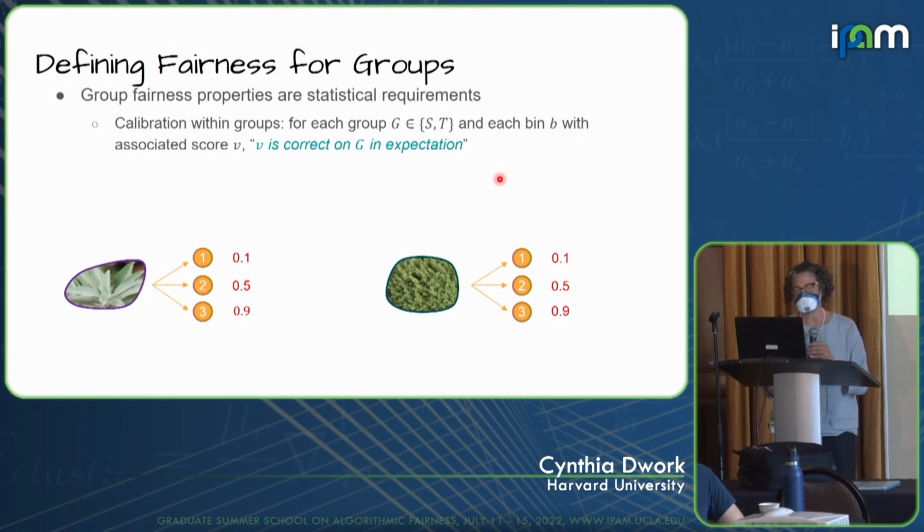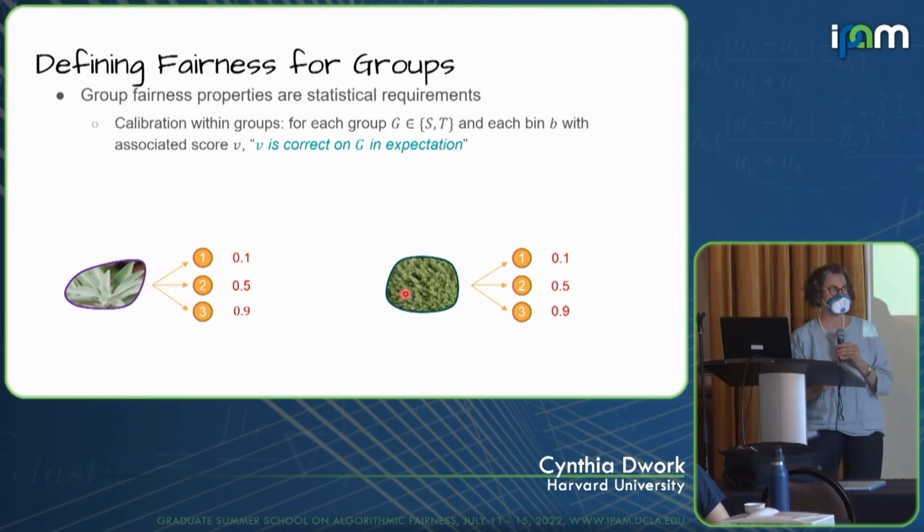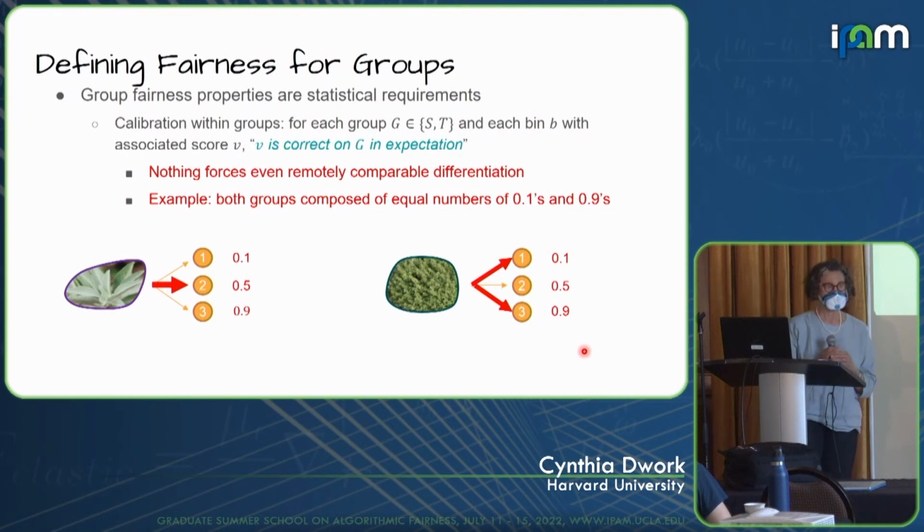In this example, I have people in the two different groups, S and T, and let's suppose that both groups are identical in terms of their distribution. In fact, half of the people in the S group have a true value of 0.1, and half of them have a true value of 0.9. And similarly over here in the T group. Then we assign to everybody in this group the score of 0.5, which is correct on average. It's correct in expectation, because these people are half 0.1s and half 0.9s. For these people, we give the 0.1s the 0.1, and we give the 0.9s the 0.9. That is also calibrated. But something is really not quite fair here.